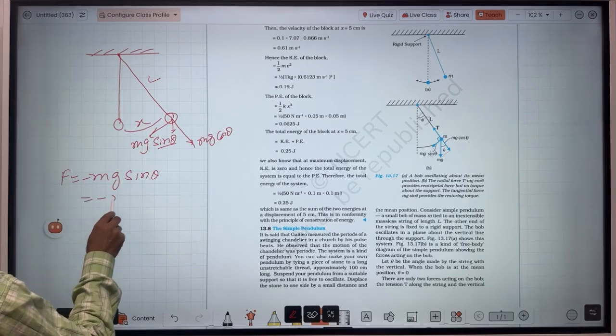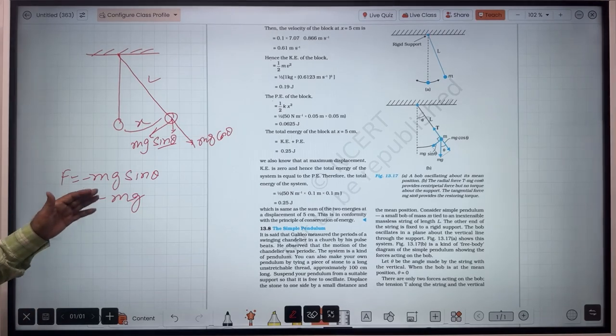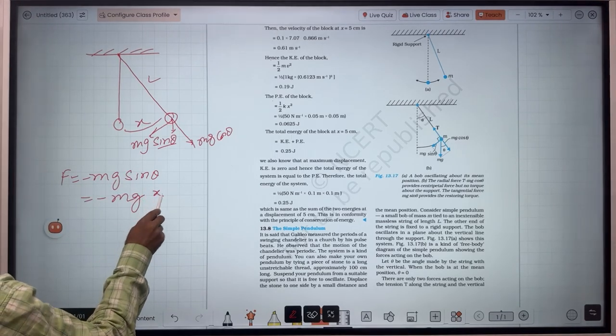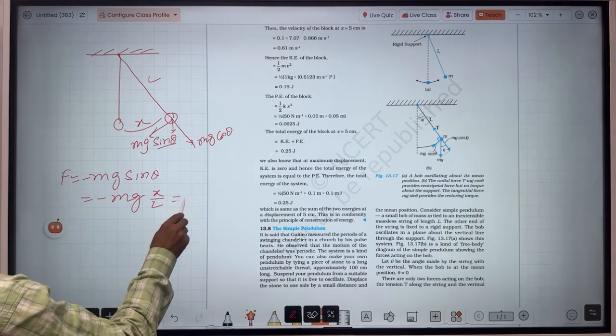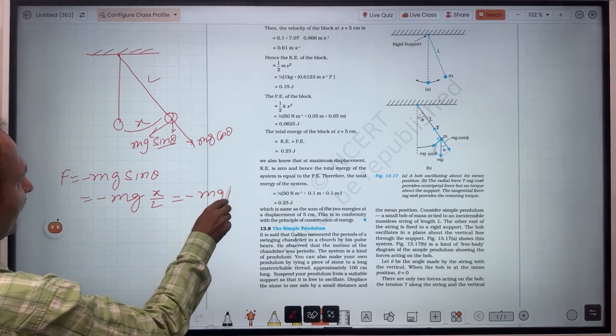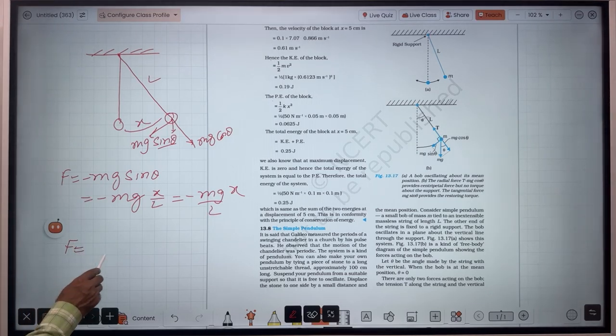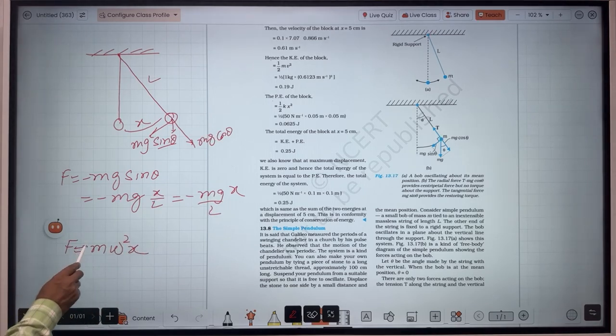So we can write minus mg, and we make certain assumptions. When theta is small, then sine theta will be perpendicular upon hypotenuse. We write it as x upon L, or minus mg x upon L, right? This is F. And also, if you remember, F equal to, what is the formula from the displacement equation, do you remember? So that is omega square x. So that was m omega square x, right, with a negative sign.